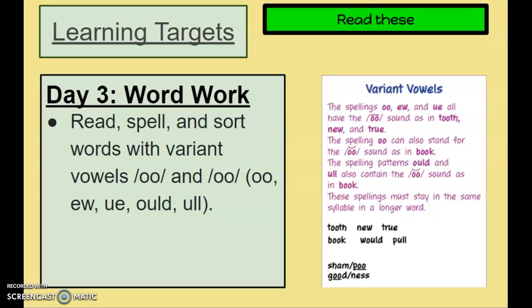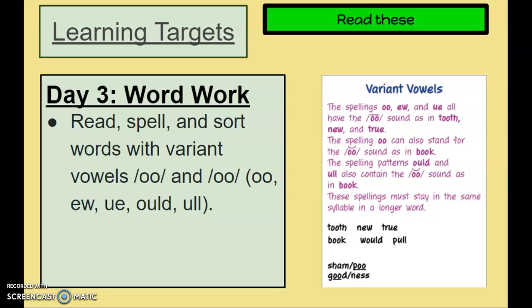Sounds kind of silly when I'm saying it, but let's review. Variant vowels, the spellings o, ew, and ue all have the oo sound, as in tooth, new, and true. The spelling oo can also stand for the sound, as in book, and the spelling patterns old and ul also contain that sound, as in book. So we are working with the oo and the sound. Like I said, pretty silly.